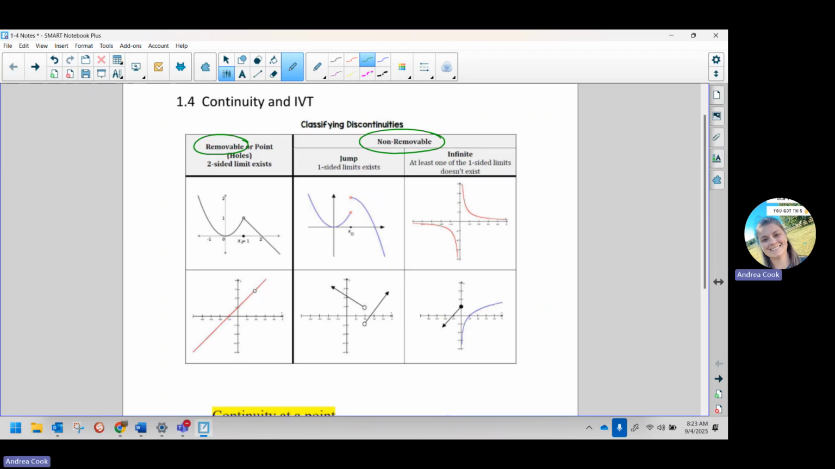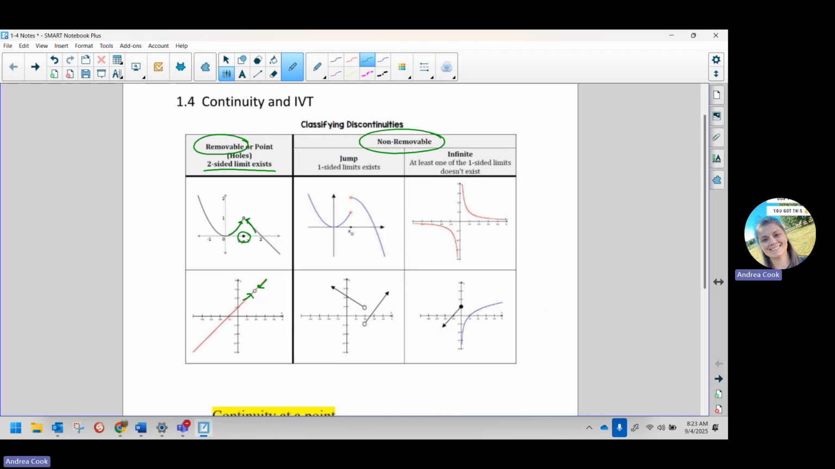If it is removable, it means that the two-sided limit exists, but there is a hole. If you look at these two pictures, I can find the limit as x approaches 1, but it's a different value than the actual filled-in dot. In this one, I can find the limit, but there is no value there. So we call that a removable discontinuity. The holes are removable discontinuities.